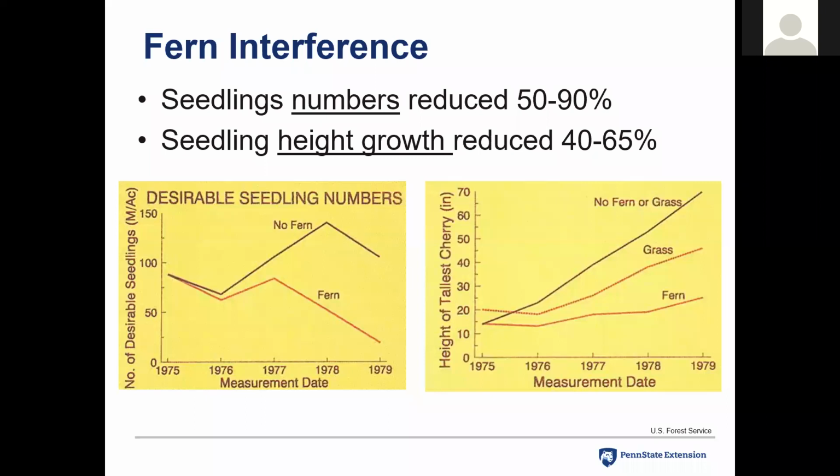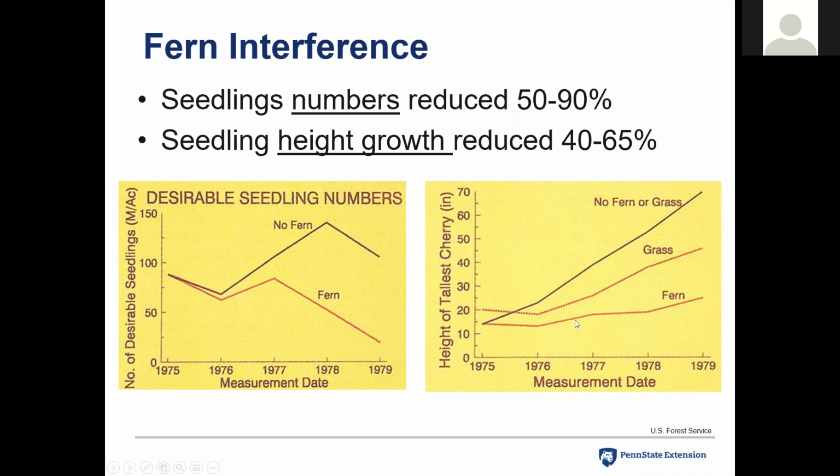These were done by our friends at the U.S. Forest Service at the Northern Research Station, and they demonstrated fern interference and how it reduced seedling numbers as well as seedling height growth. Both of these studies were done inside fences up in the Allegheny region of northwest Pennsylvania. The one on the left is the number of desirable seedlings. These areas started at the same point, but where they weeded fern out of this particular site, the seedling numbers greatly increased. And over time, where fern was left in place, even inside deer exclosures, the numbers of seedlings greatly declined. Then they looked at its impact on seedling height growth as well.